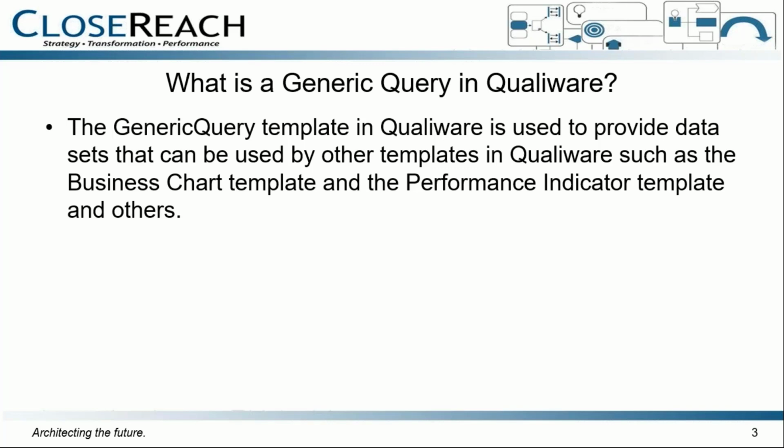If you haven't worked with the generic query before, just a quick definition. The generic query template, or object, in QualiWare is used to provide data sets that can then be used by other templates in QualiWare. You may have used a query designer in the past to create the generic query to use in your report definition template. For the data visualization course, we use the generic query so we can read data to create business charts and to also create performance indicators. So those two templates are dependent on the generic query in order to read data.